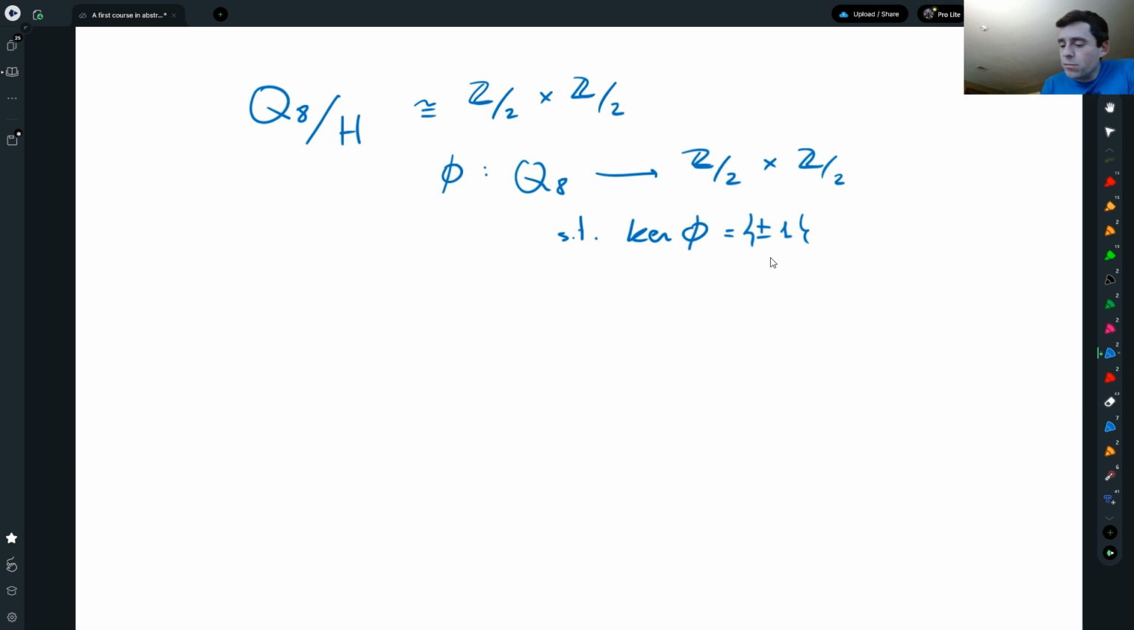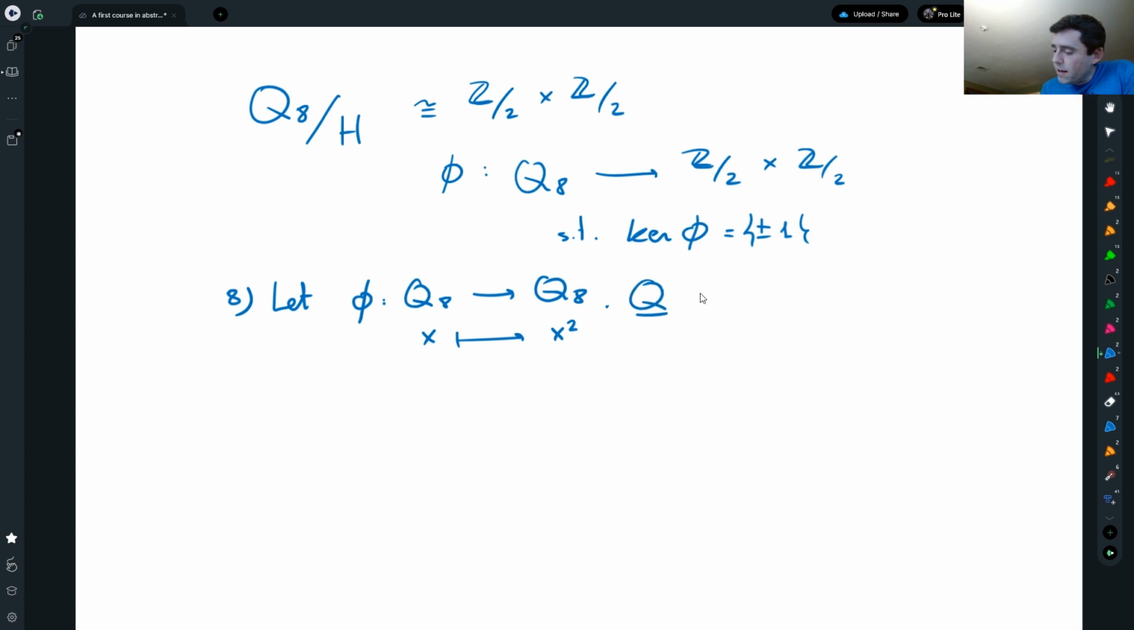So let me ask that question. Let phi from Q8 to Q8 be given by x goes to x squared. And the question that I want to ask is, is phi a group hom, in which case the kernel is plus or minus 1, and we could prove that plus or minus 1 is normal because it is a kernel of a hom. But it turns out that this is not a group hom.